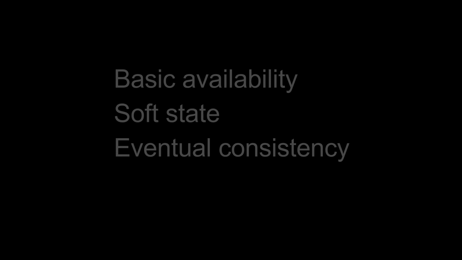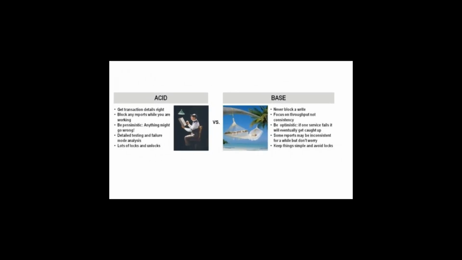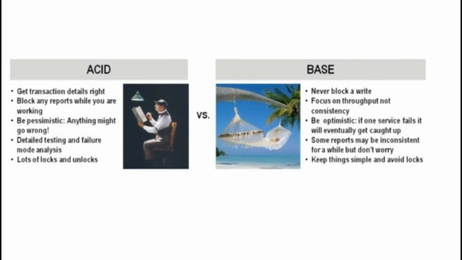So ACID, in comparison to BASE, provides consistency, and it is pessimistic because it says that anything can go wrong. So we will provide detailed testing and failure analysis of everything, and we will allow a node to resource lock, like lock a resource it tries to use.